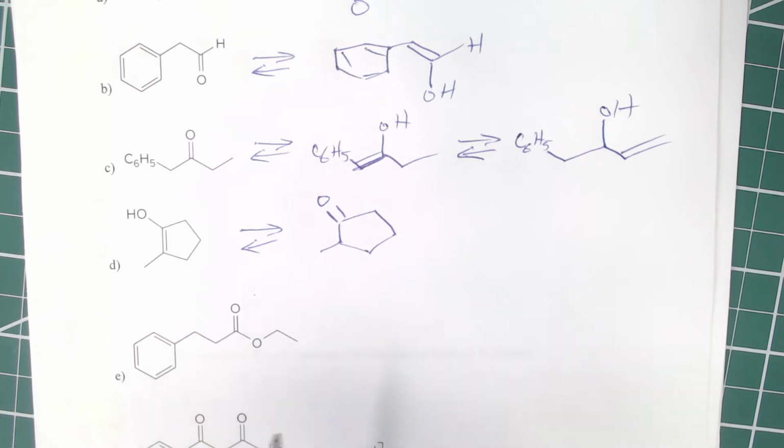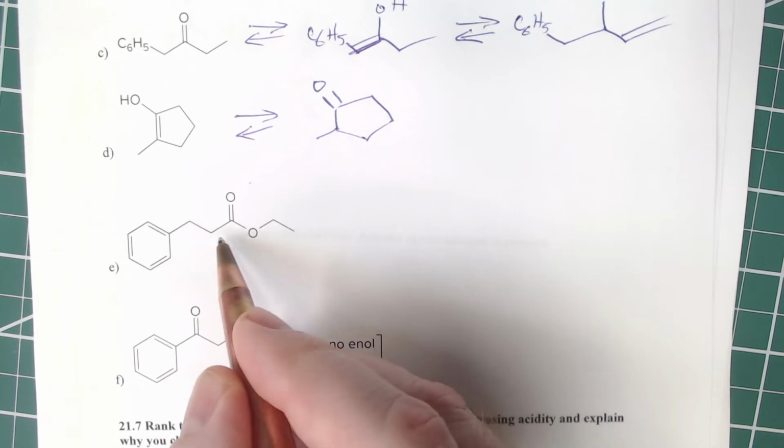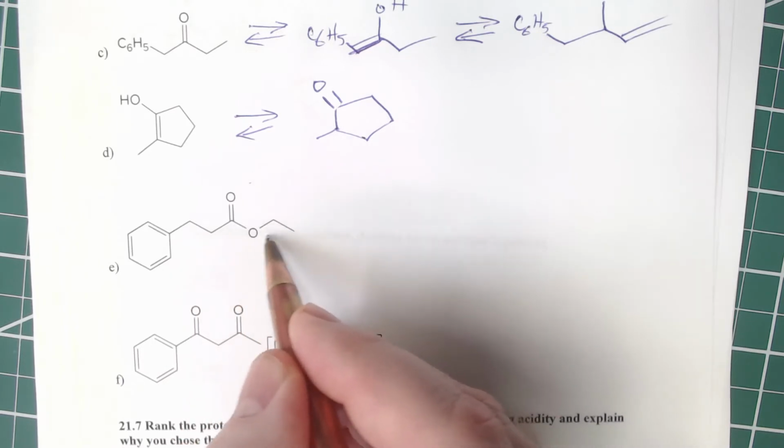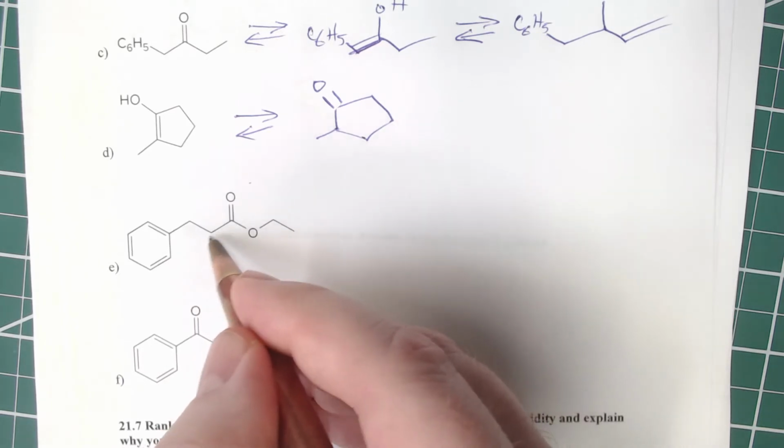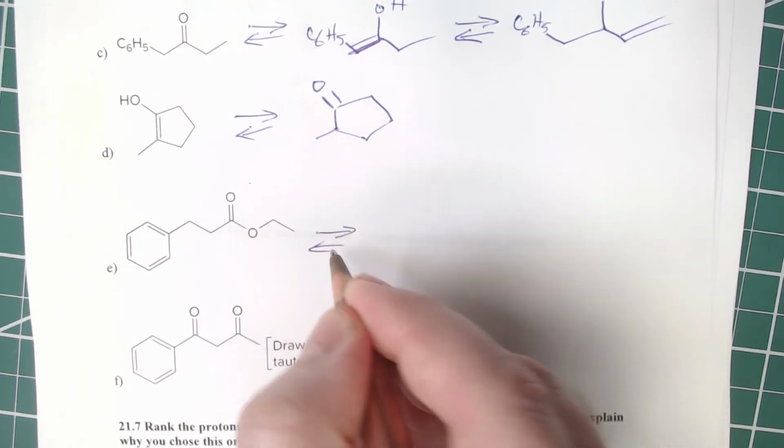All right, here we can also do the enol form on esters. So here we've got an ester. We can't do the enol over here because there's an oxygen, but we can put the carbon-carbon double bond here. So we can draw that enol.